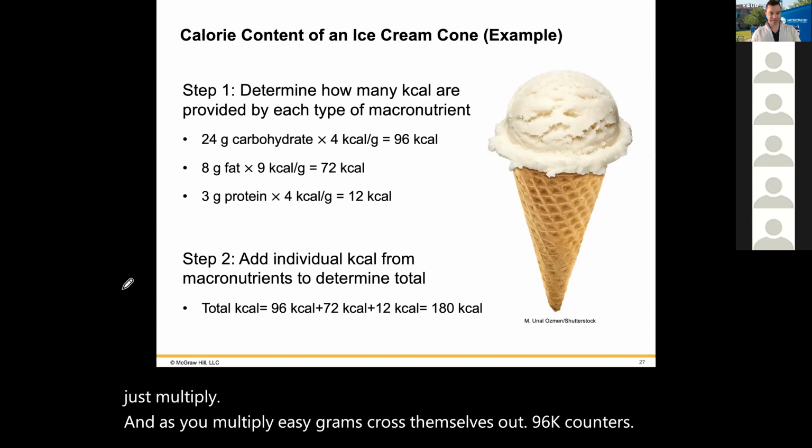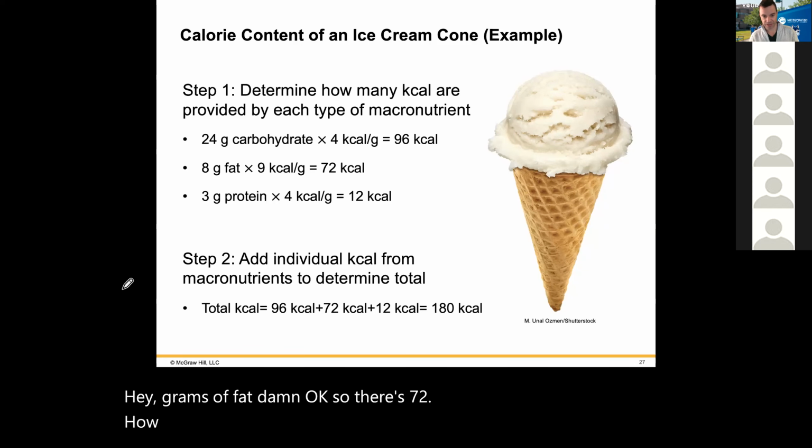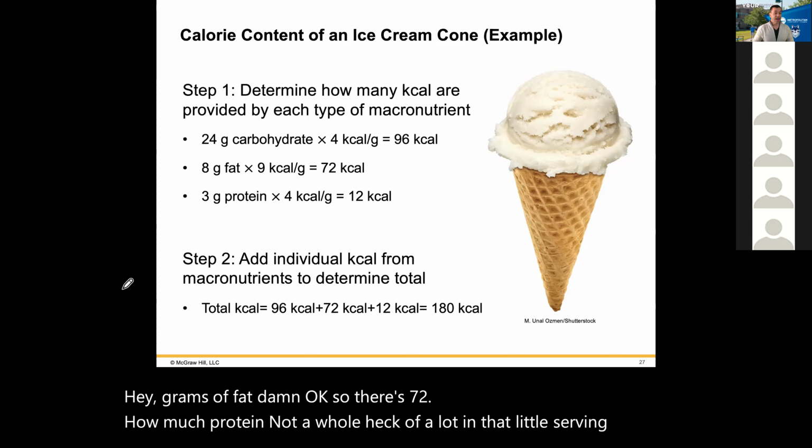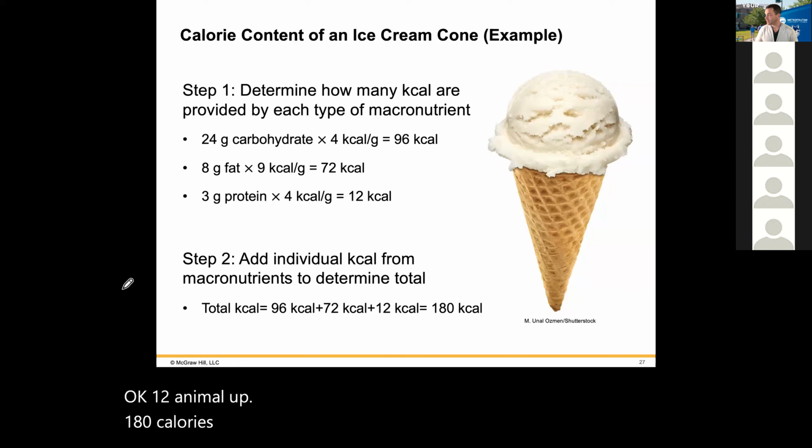8 grams of fat. Oh, damn. Okay, so there's 72. How much protein? Not a whole heck of a lot in that little serving there. Okay, 12. Add them all up. 180 calories or 180 kilocalories there.